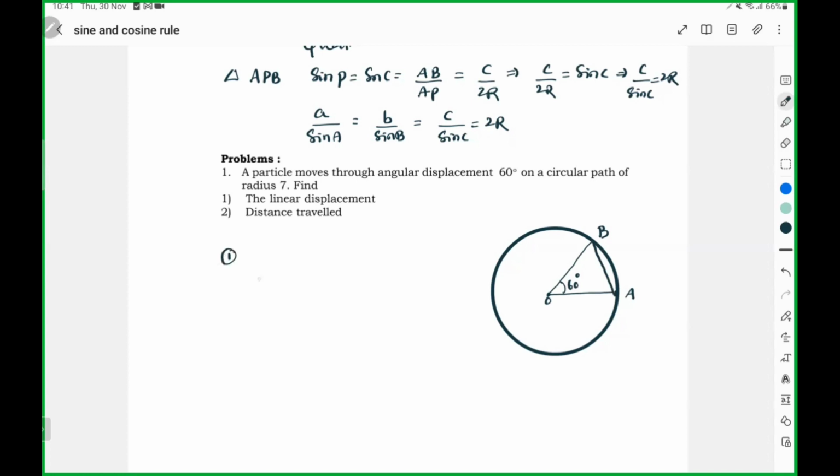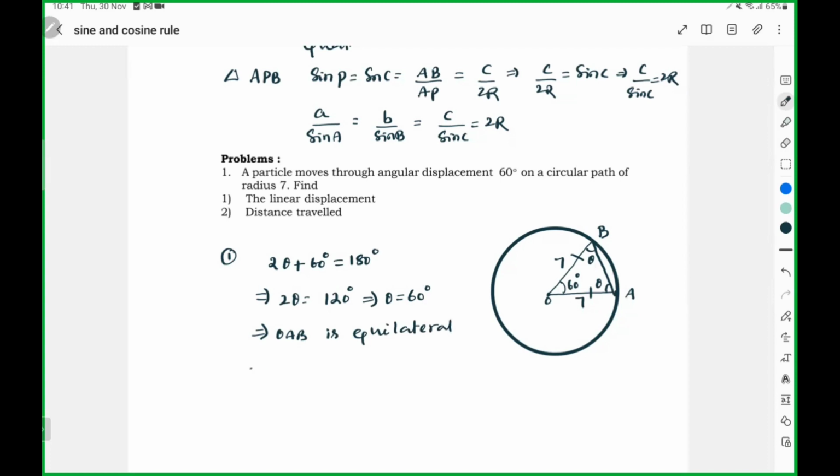To find the first answer, suppose the radius is 7. Two sides are equal, so opposite angles are equal. 2 theta plus 60 is the sum of three angles, 180. From here, theta is 60 degrees. Once all angles are the same, OAB is equilateral. Once the triangle is equilateral, AB length is also 7 meters.